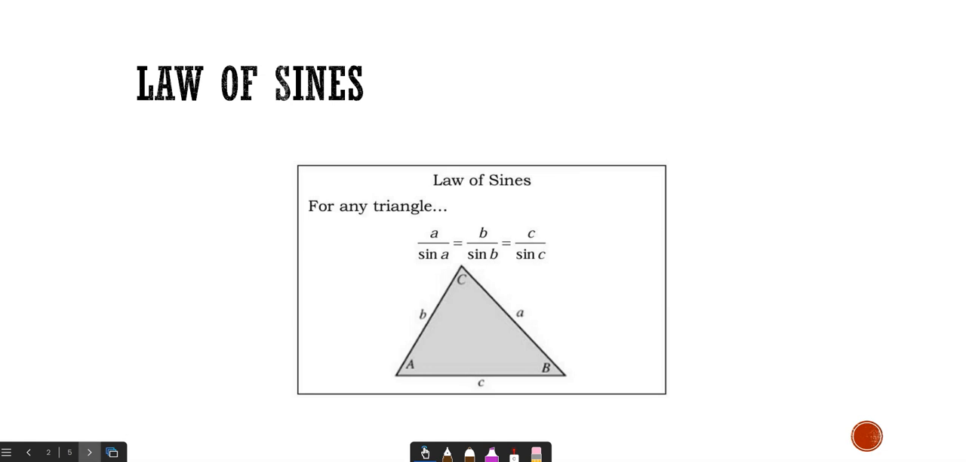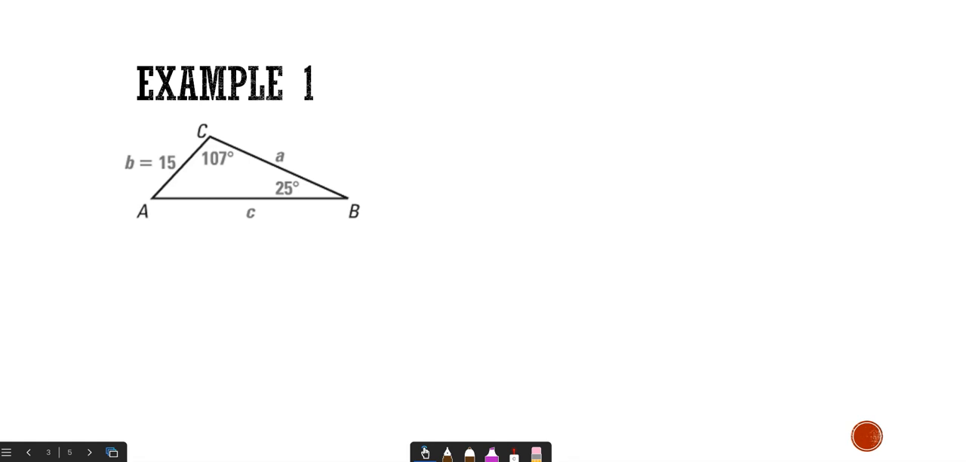So we can use this in certain situations to be able to find the missing sides of a right triangle, or any triangle for that matter. So let's look at an example. All right, here we can see that we have angle B and the angle across from it. The side across from it is 15.